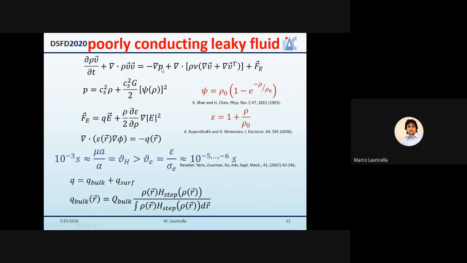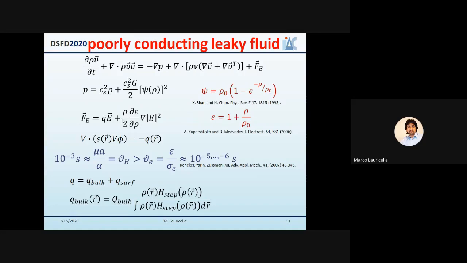In particular, since we want to model a multi-phase system, we exploited the Shan-Chen model. So the pressure is given as a function of a pseudo potential of the density, and the electric force here is given by the Coulomb force plus a term which depends on the gradient of the dielectric permittivity and the intensity of the electric fields.